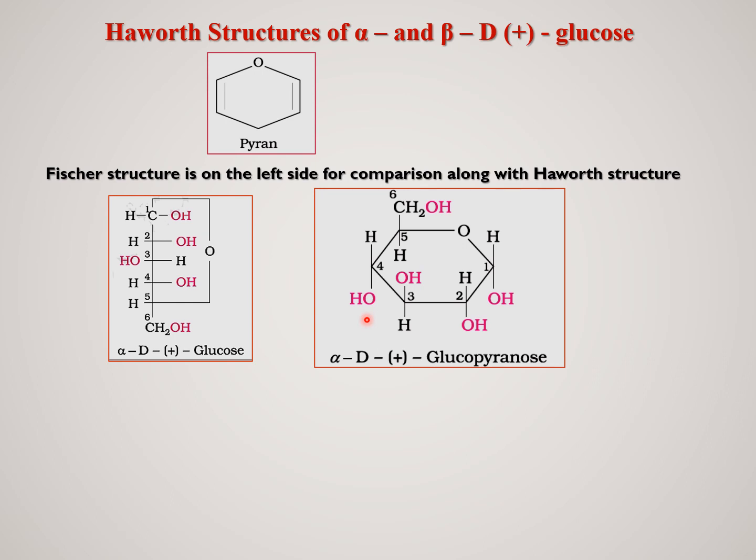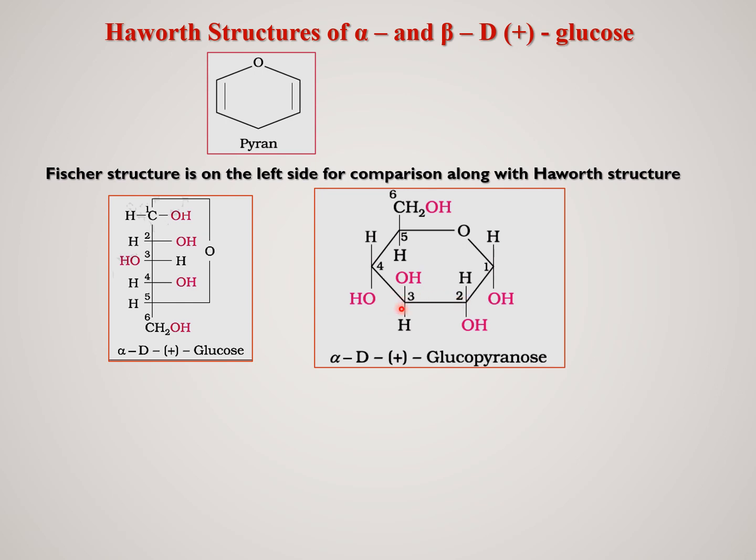We have drawn the Haworth structure ring. So carbon 1, I want the student to keep comparing with the Fischer structure which is on the left side. So I focus on the Haworth structure, the ring structure with the pyranose ring reference. So carbon number 1, H above the plane, OH below the plane, because in the Fischer structure on carbon 1, H is on the left side, so above the plane, OH is on the right side, below the plane. Carbon number 2, H on the left side, so above the plane, OH on the right side, below the plane.